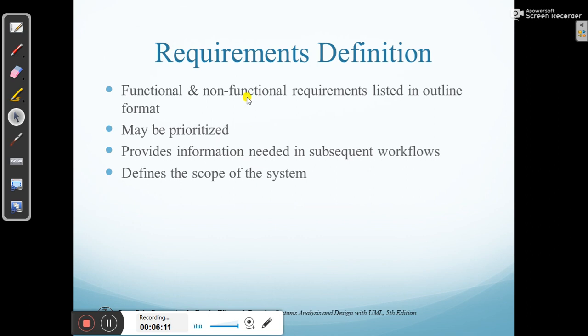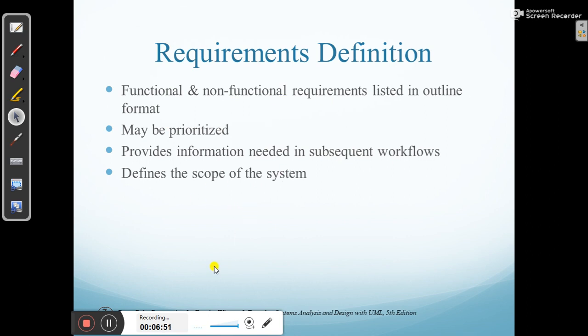Functional and non-functional requirements listed in the outline format may be prioritized, because depending upon the priority we can deploy those requirements. It provides information needed in subsequent workflows. It means that through this requirement definition, we know at what stages of the development of the system that information will be added or useful, or those requirements can be inherited in the system.